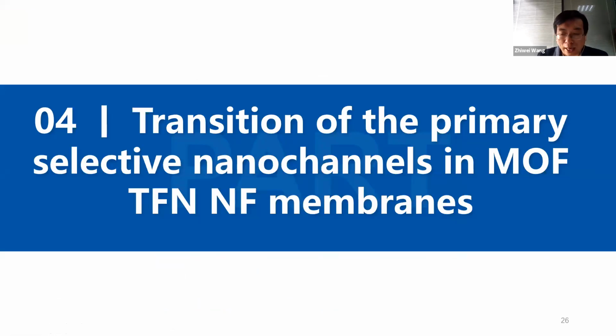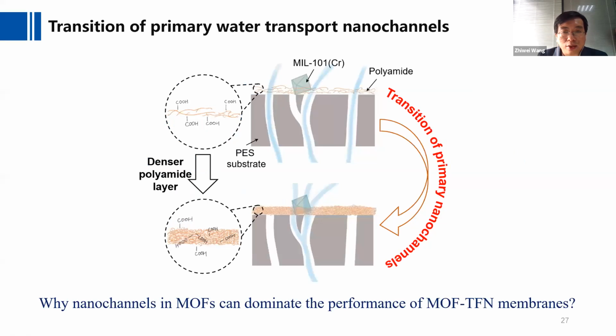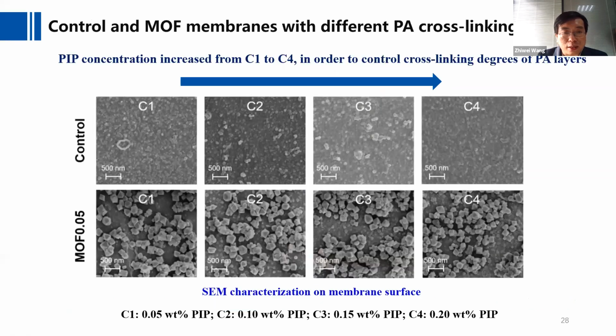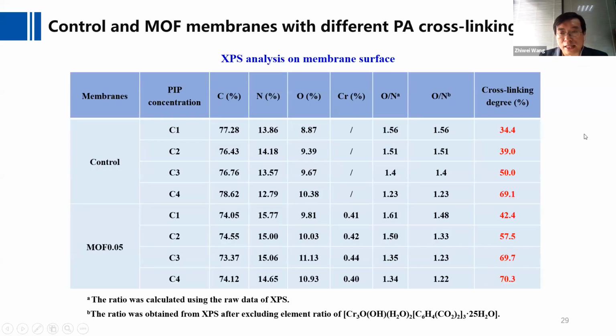Then the last part I want to briefly introduce, there will be a transition of the primary selective nanochannels in MOF-TFN membranes. Here, I will skip this. Here we just use different PIP dosages from C1 to C4. If we increase the PIP dosages, the cross-linking degree will be increased as well. If you use a higher PIP dosage, the cross-linking degree will be increased.